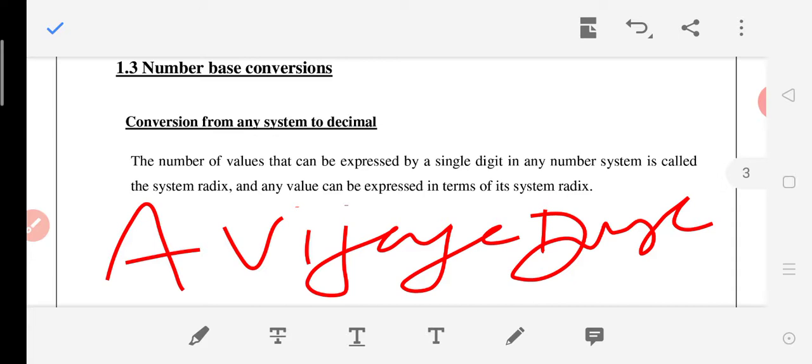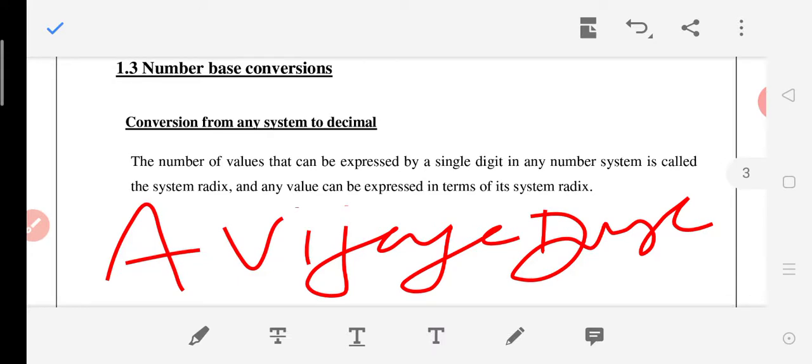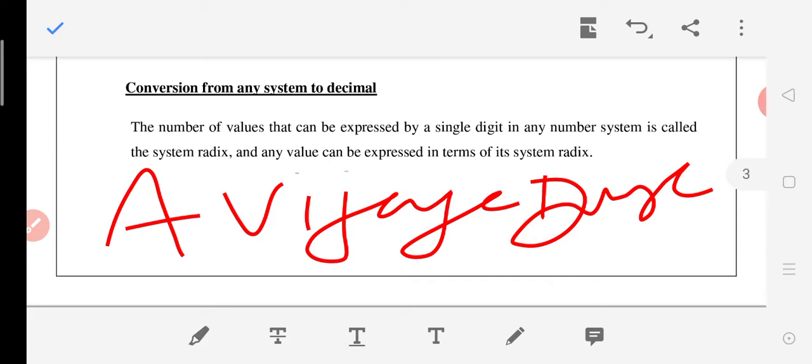Okay, so now our topic is number base conversions. Number base conversions means converting from one number system to another. It means a number in base 10 is converted into base 2, base 10 is converted into base 8, and base 10 is converted into base 16, like this.